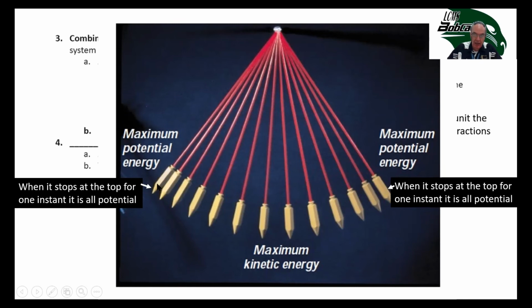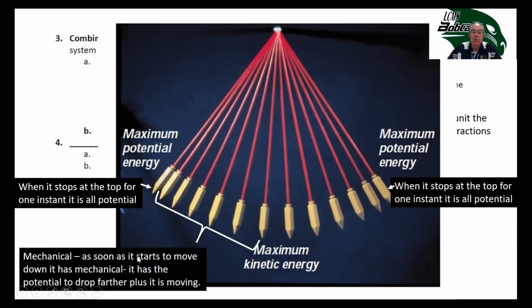Okay, and then same thing, if it lets go, it's going to go down and get to its maximum speed, and then it's going to go up and be going slower and slower and slower. And then for one instant, it's going to stop where it has to turn around from going up to going back down. When it stops at the top for that one instant, it would be all potential energy at this point.